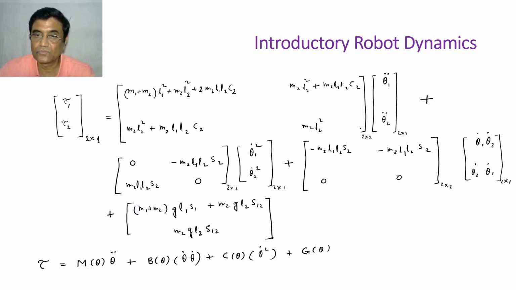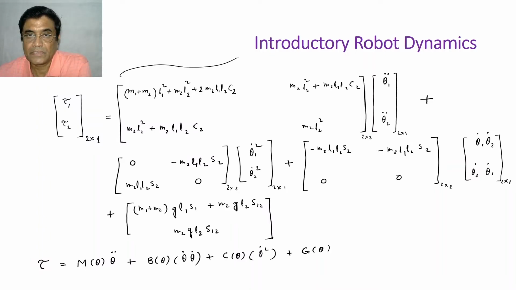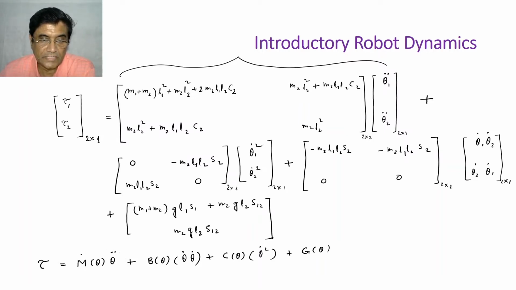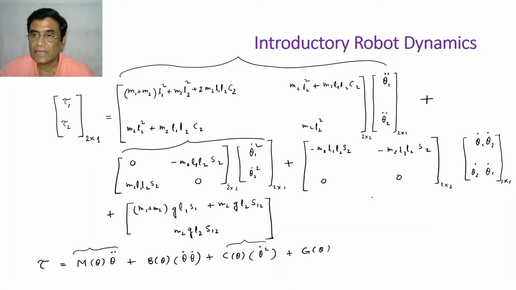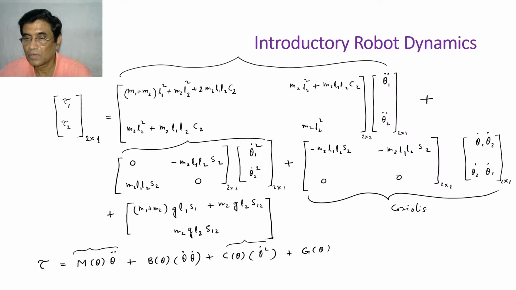This 2 cross 2 mass matrix, or inertia matrix, signifies the torque associated with inertia, associated with joint acceleration. So this entire expression is called inertial torque. The term with theta 1 dot square, theta 2 dot square is called centrifugal torque, which I have written over here. And this is called Coriolis torque.